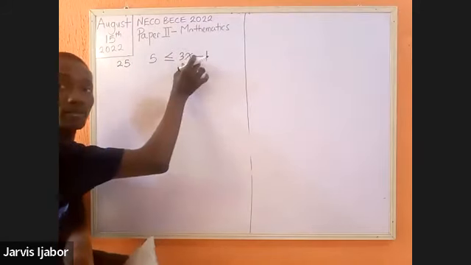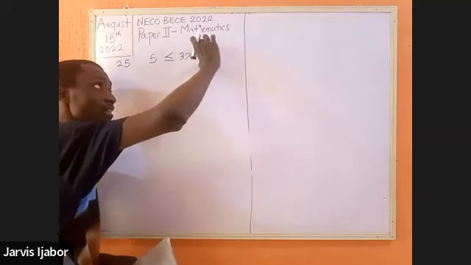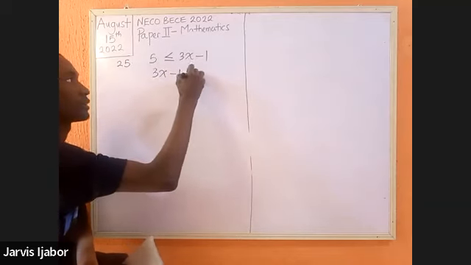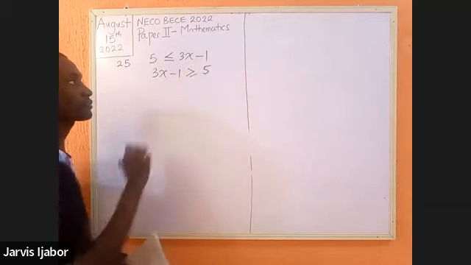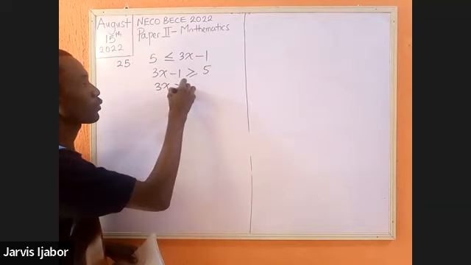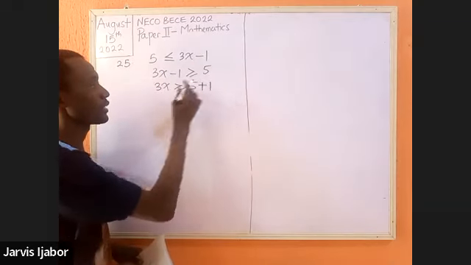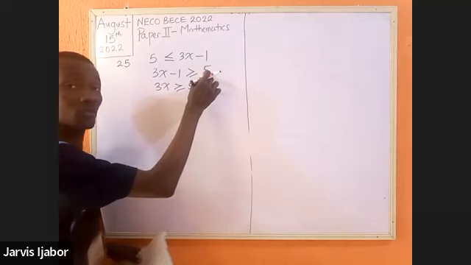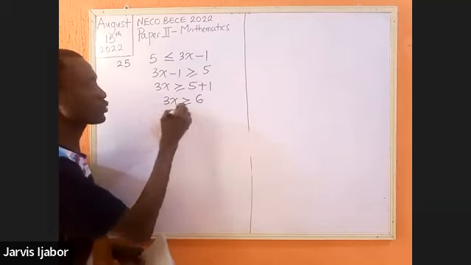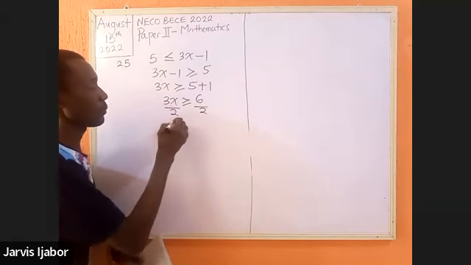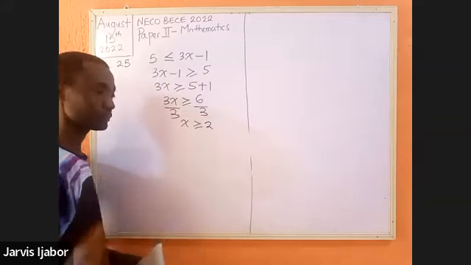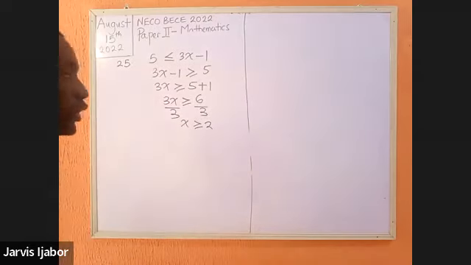This is less than this. That would mean that this term here, 3x minus 1, is greater than 5. So I will write that as greater than or equal to 5. The next thing, I don't need this. So this will be 3x greater than or equal to 5 plus 1. If this were negative here, it's going to be positive on the right-hand side. All right, so 3x will be greater than or equal to 6. What do I do? I divide both sides by 3. I'm going to have x be greater than or equal to 2.